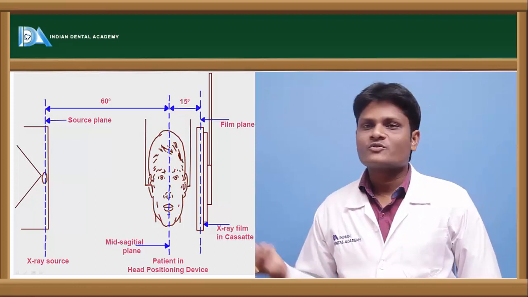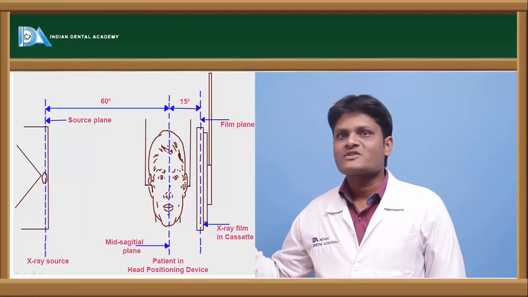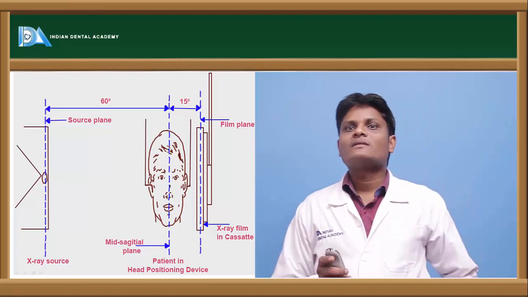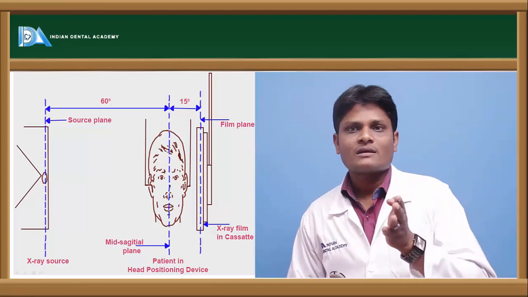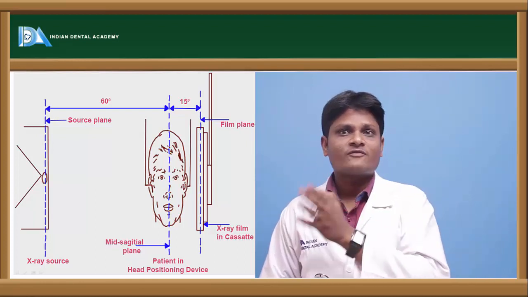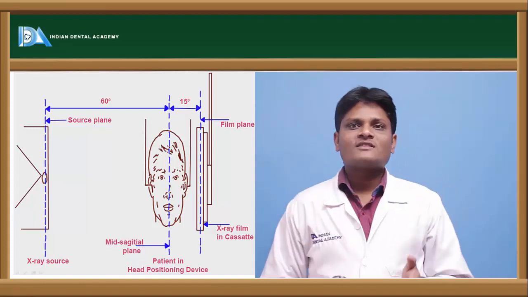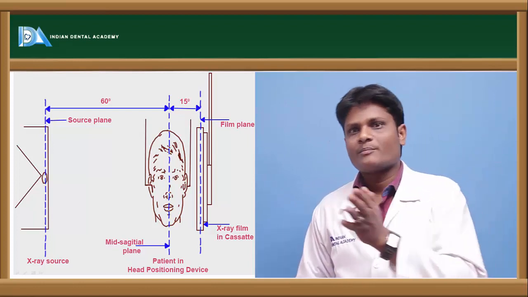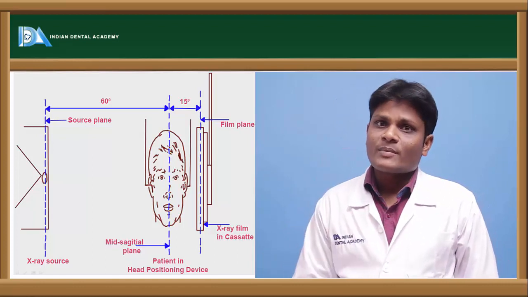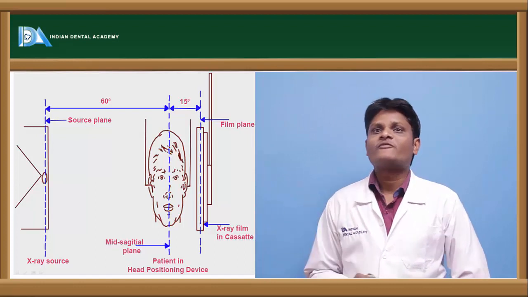It consists of an X-ray source, and the patient's head is positioned between the X-ray source and the cassette which carries a lateral cephalometric film, and the distance between the X-ray source to the patient and the patient to the film, that is, the target film distance as well as the target and X-ray source distance, are standardized. The distance between the X-ray source and the patient should be 60 inches, and the distance between the patient's mid-sagittal plane and the film holder or the cassette should be 15 inches.